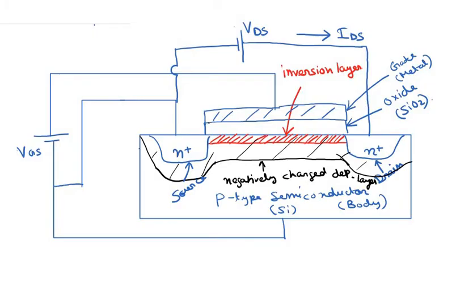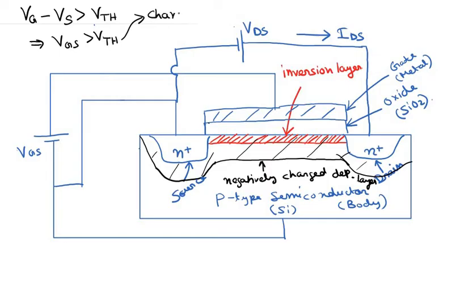Okay, now the channel is basically induced at the source end when the potential difference between the gate and the source is greater than the threshold voltage, which implies that VGS is greater than the threshold voltage. So this is the condition at which the channel is induced at the source end.